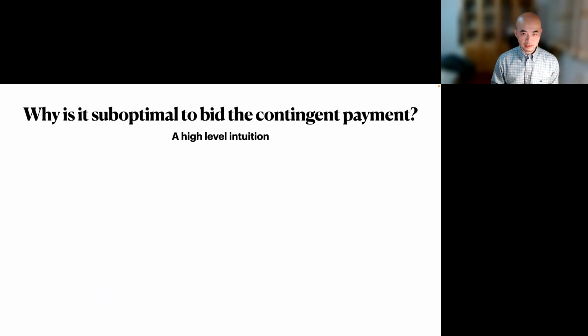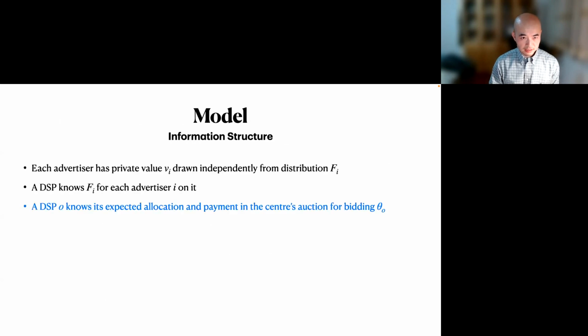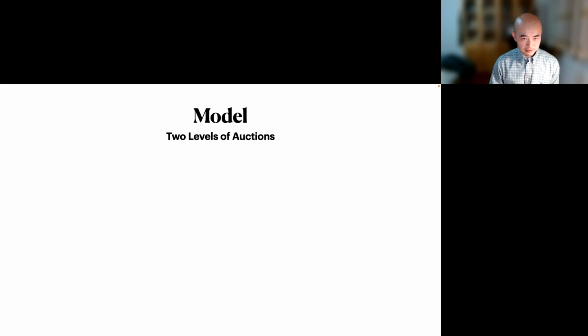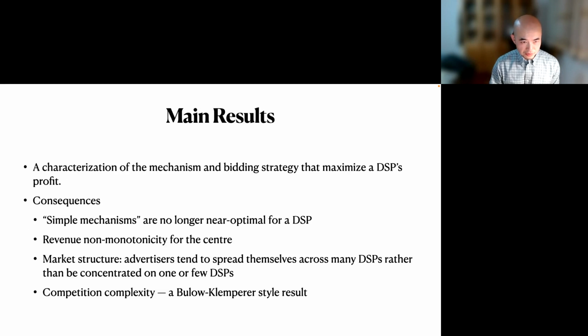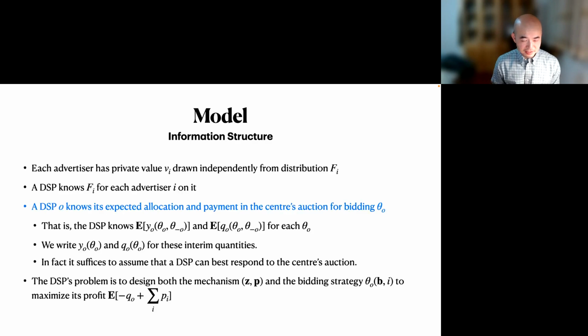Can I ask a question? Yes. So what is the objective of the DSP? This one. So the profit of the DSP is the sum of its advertisers' payments minus the payment made to the center. It is trying to maximize the expected value of this.